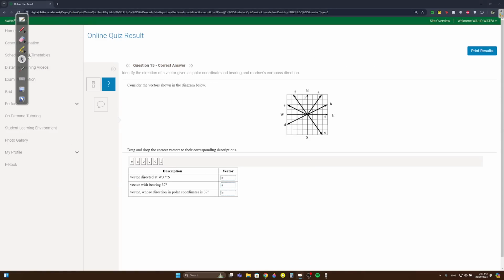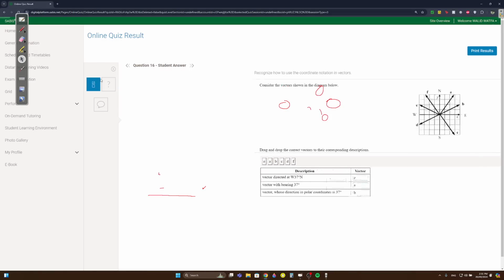Question 15. They want us to find which vector is directed at west 37 degrees north? So west 37 degrees north is definitely E. Vector with bearing 37, meaning from north 37, definitely A. Whose direction in polar coordinates is 37? You start in polar at x and you go up 37, definitely B. A silly question, honestly.